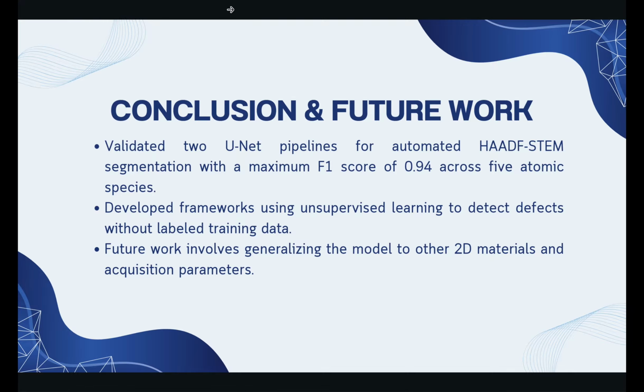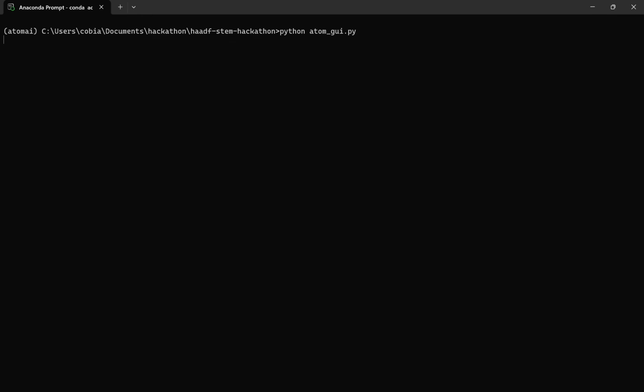In this hackathon project, we validated various supervised and unsupervised machine learning pipelines for the automated processing of HAADF-STEM data. The segmentation using UNet achieved a maximum F1 score of 0.94 when classifying atomic species. Future work will involve generalizing the model to other 2D materials and other TEM acquisition parameters. Now I'll just switch to a quick demonstration of the software.